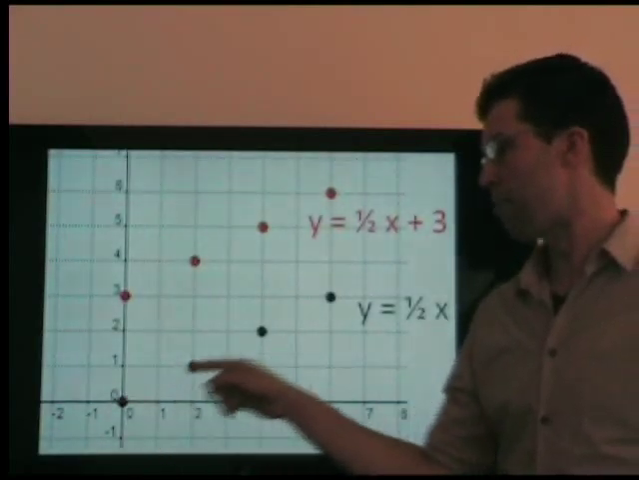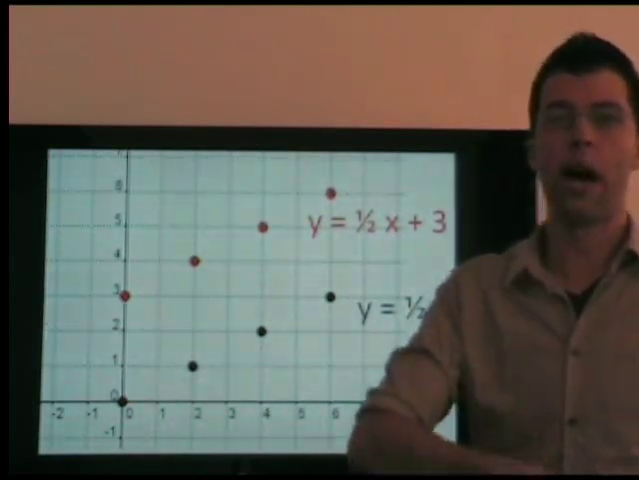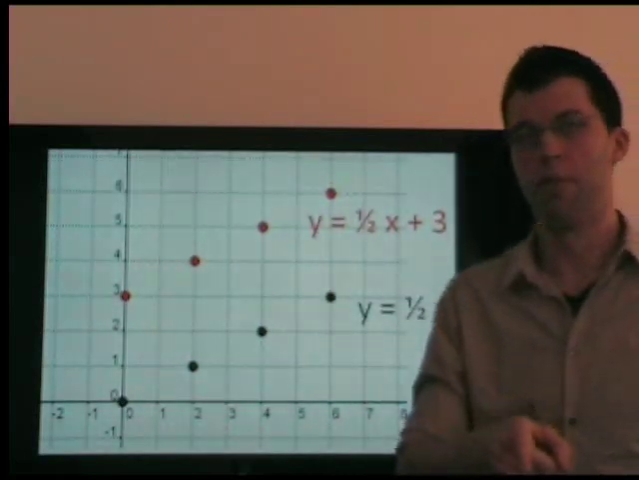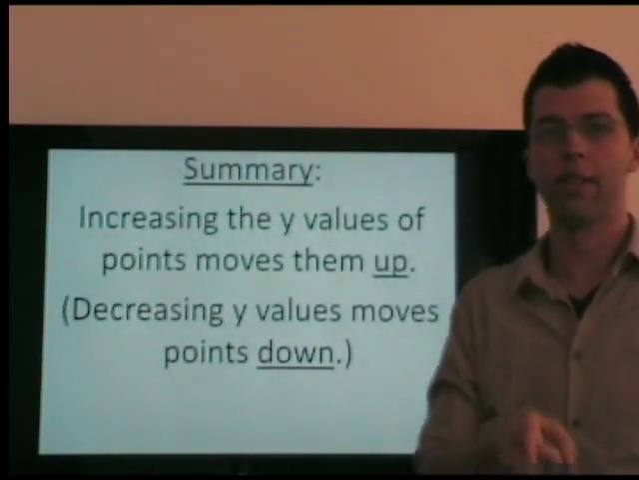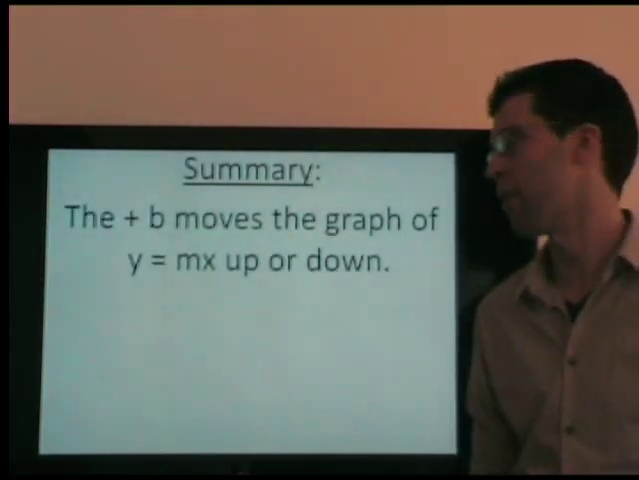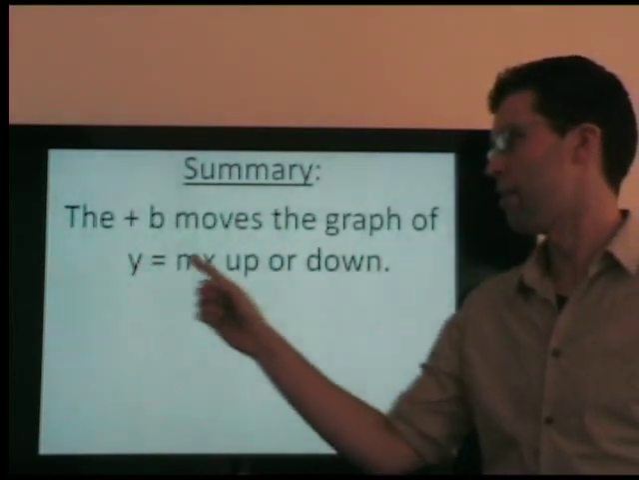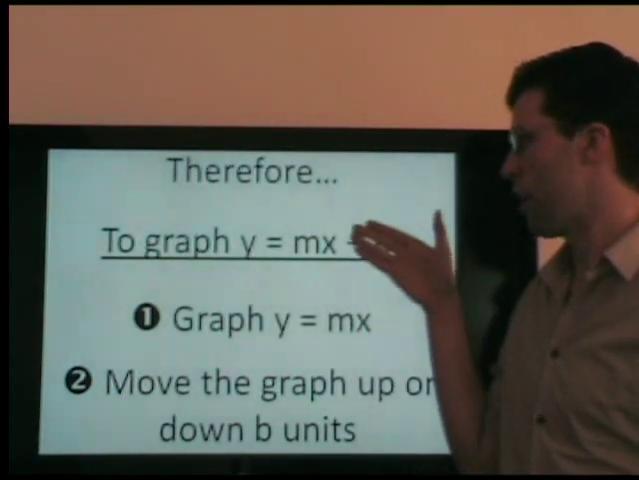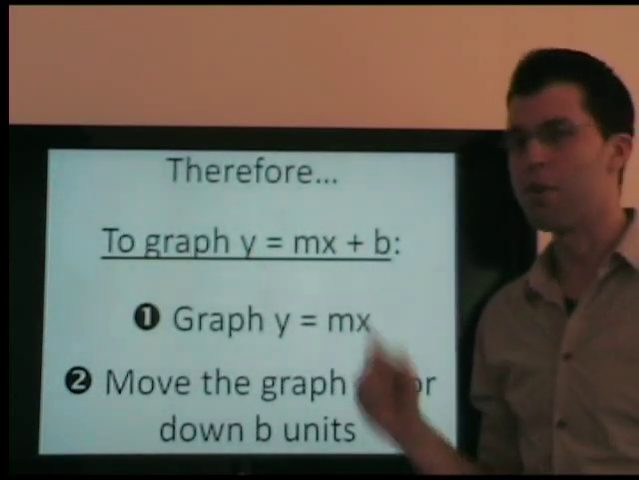Okay? So notice what happens from here to here. Each point moves up 3. Well, why is that? Well, we know that the y-axis is up and down. And if we increase y values by 3, the points move up. So in general then, increasing y values moves points up. Likewise, decreasing y values moves them down. Okay. So what this means is this plus b at the end moves a graph of y equals mx up or down. So therefore, to graph equations in this form, we graph just this part and then move the graph up or down b units.